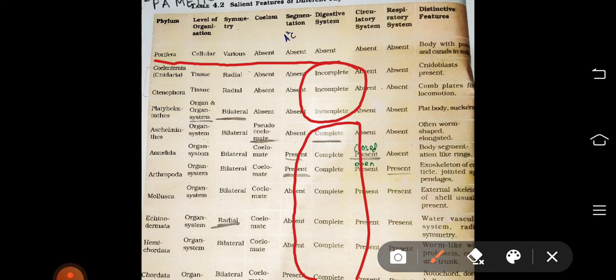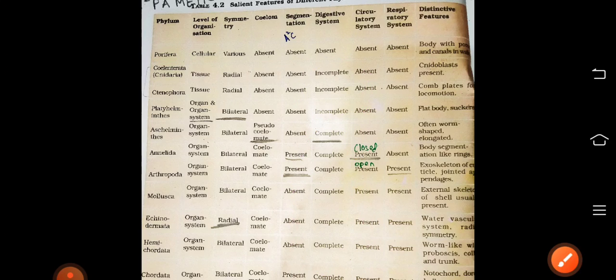Again, I will be repeating. Porifera don't have a digestive system. From Coelenterata to platyhelminthes, they have an incomplete digestive system. And from aschelminthes to Chordata, a complete digestive system.